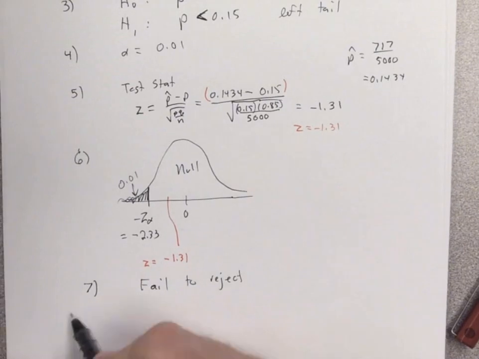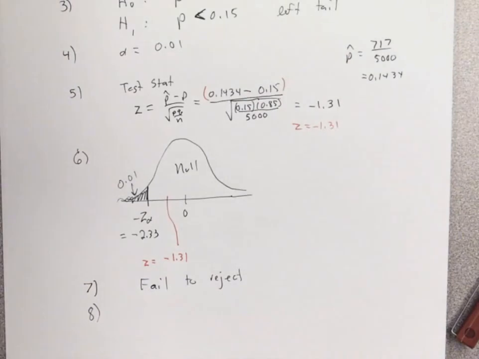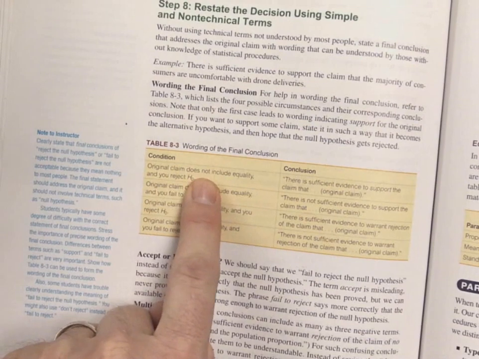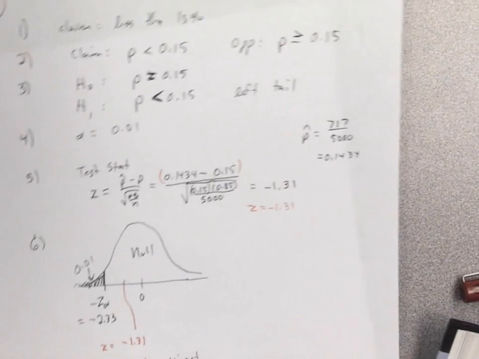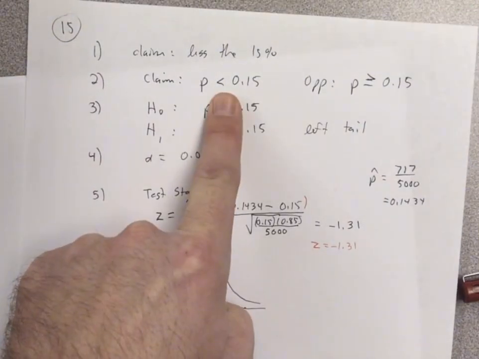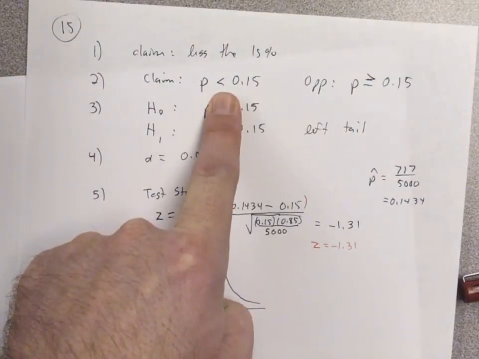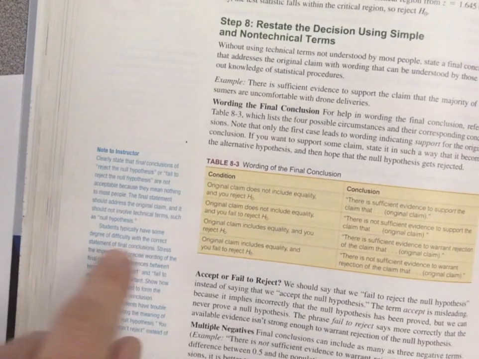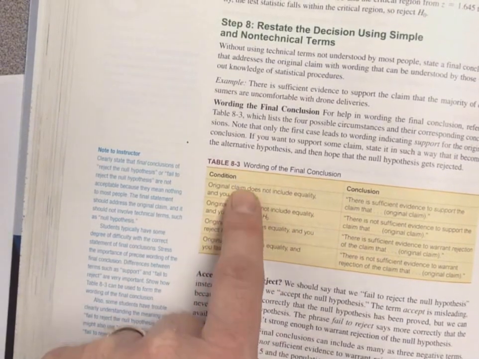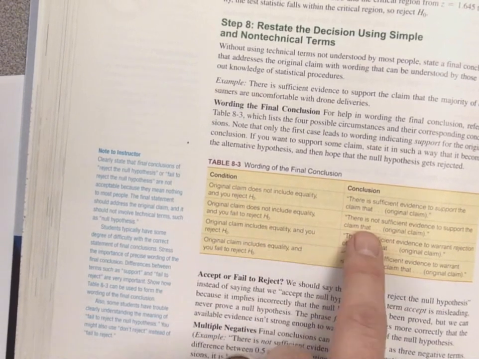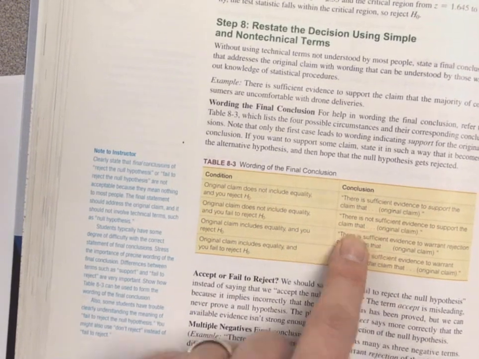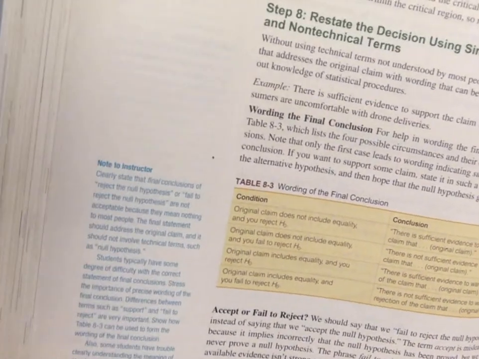Now we write this in a sentence: there is no sufficient evidence to warrant rejection of the claim. When we look at this, does the original claim include equality? What's the original claim? Does that have an equal sign on it? Nope, so it does not include equality. Looking at this little table, I'm either 1 or 2. Did I reject the null or fail to reject the null? Fail. So it's the second box: there's not sufficient evidence to support the claim.